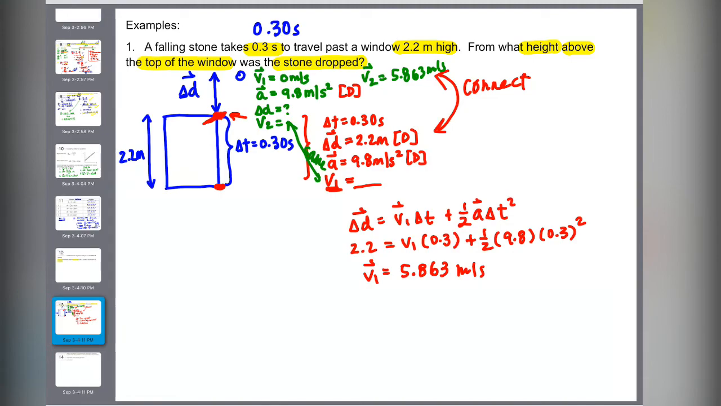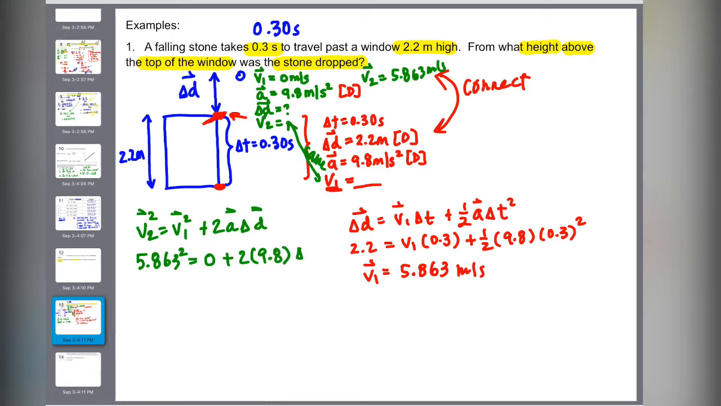So now I have V1, A, D, and V2. I need to find the equation that only has these 4, but nothing else. So the equation that I'm going to use is equation number 5. Are you able to pick it out? So 5.863 squared equals V1 squared plus 2A delta D.